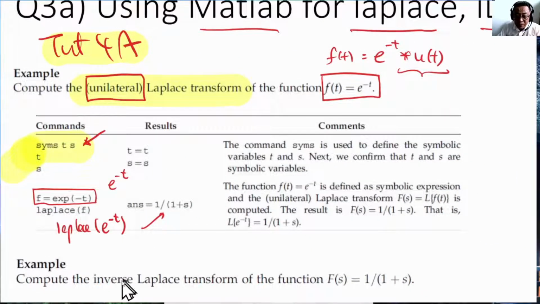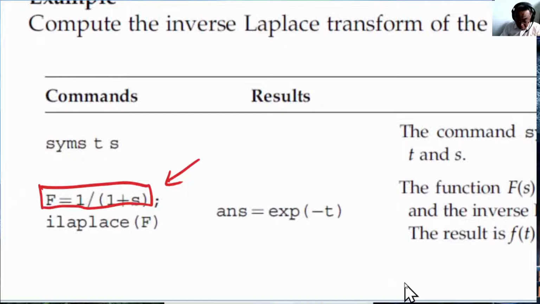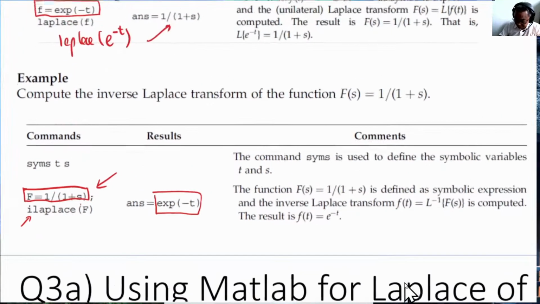How do we compute the inverse Laplace? So if we are given F of s to be this, to compute the inverse Laplace, we simply tell MATLAB what is capital F, the Laplace, and then we use ilaplace to get the inverse of Laplace, and the answer is e minus t as expected.